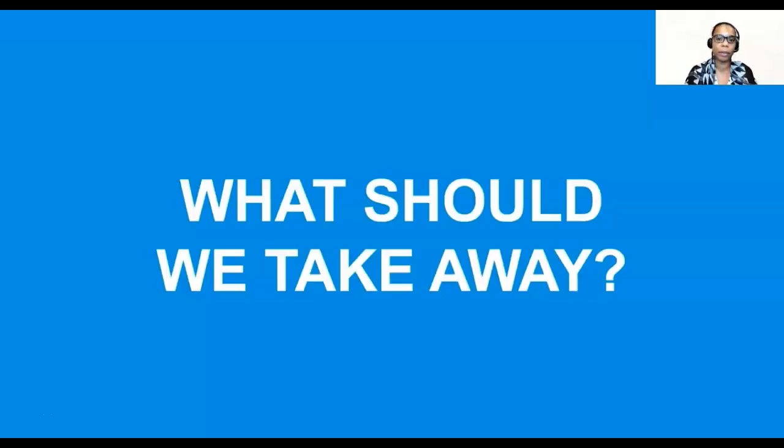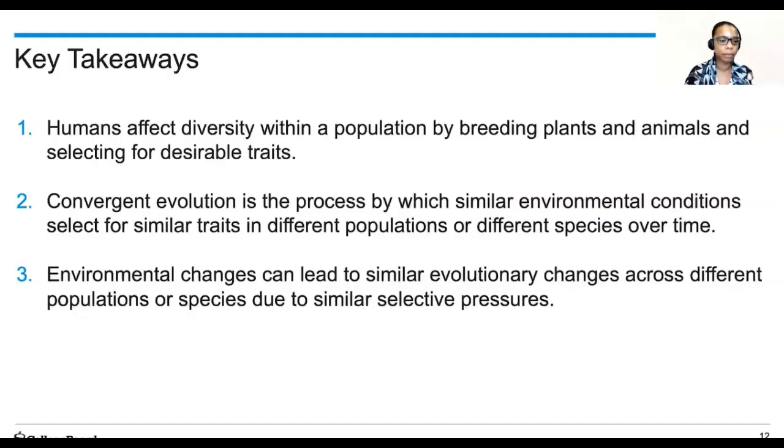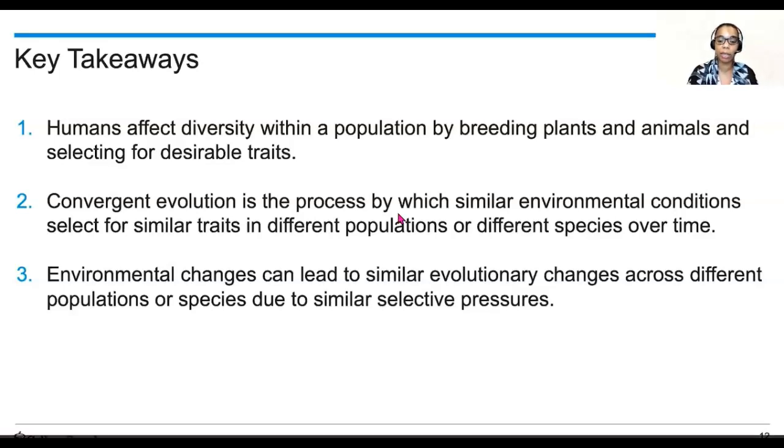What should we take away from the lesson today? Humans affect diversity within a population by breeding plants and animals and selecting for desirable traits. Convergent evolution is a process by which similar environmental conditions select for similar traits in different populations or different species over time. And lastly, environmental changes can lead to similar evolutionary changes across different populations or species due to similar selective pressures.